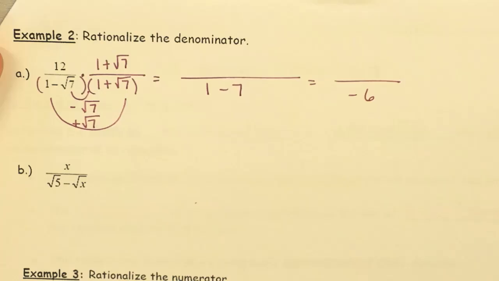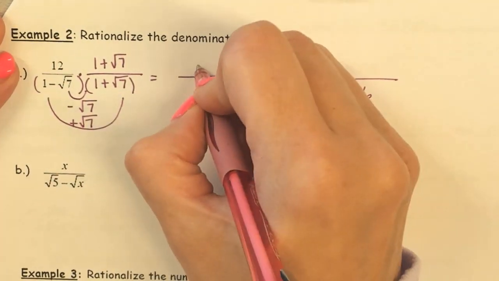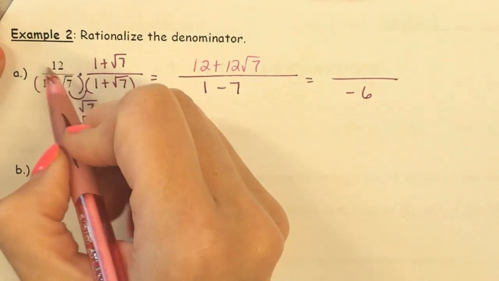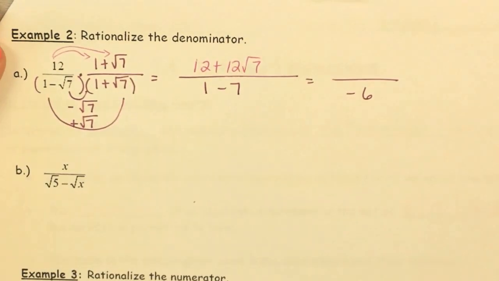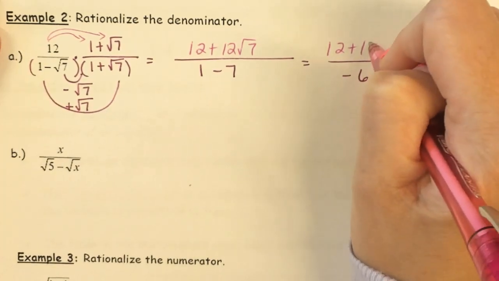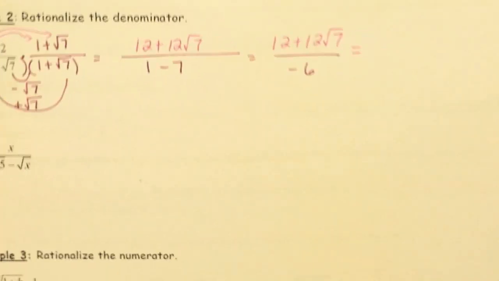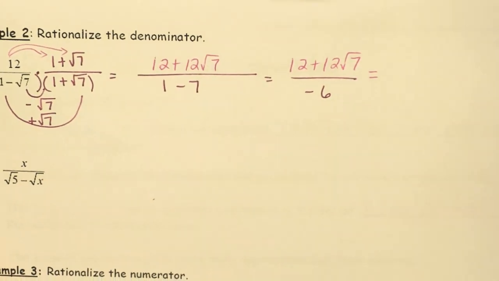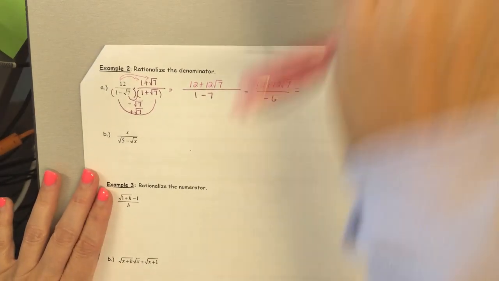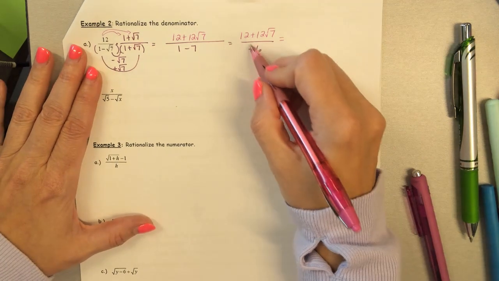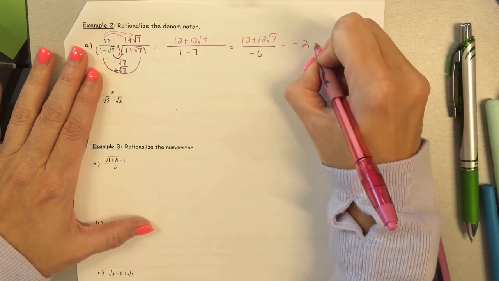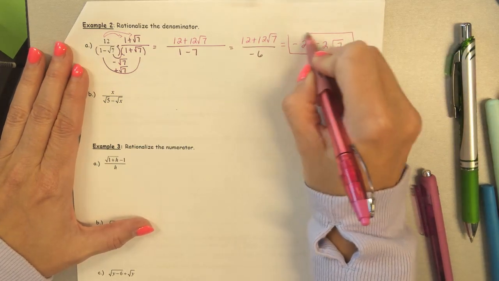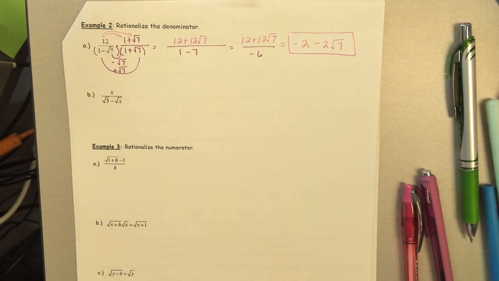Okay, and then on the top, we're just going to distribute. So we're going to have 12 plus 12 root 7. How did that go? And then I saw many of you did a nice job simplifying, right? Because negative 6 is going to go into both of those. So we're going to divide. 12 divided by negative 6 is negative 2. So it's negative 2 minus 2 root 7. That's going to be your final answer.